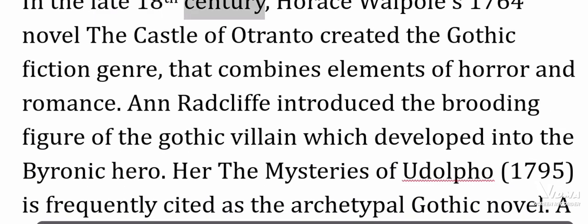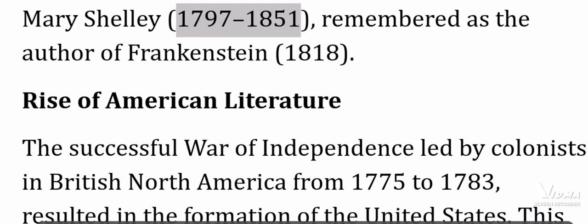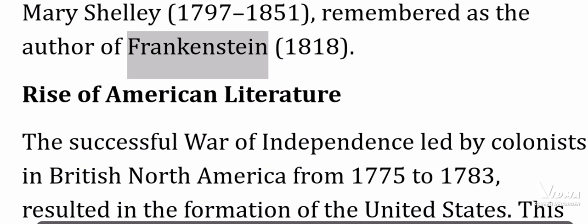In the late 18th century, Horace Walpole's 1764 novel The Castle of Otranto created the Gothic fiction genre that combines elements of horror and romance. Ann Radcliffe introduced the brooding figure of the Gothic villain, which developed into the Byronic hero. Her The Mysteries of Udolpho, 1795, is frequently cited as the archetypal Gothic novel. A later generation of Gothic writing emerged, with Mary Shelley, 1797 to 1851, remembered as the author of Frankenstein, 1818.